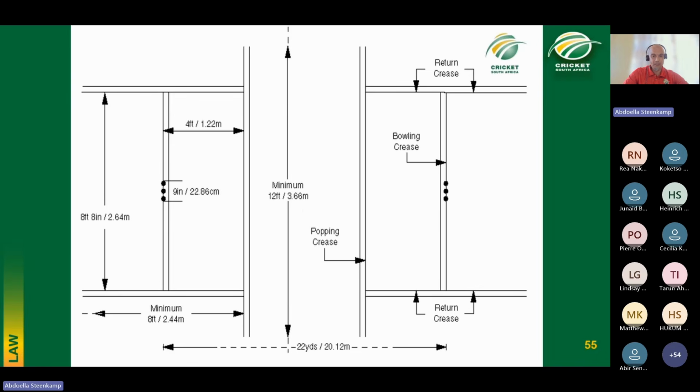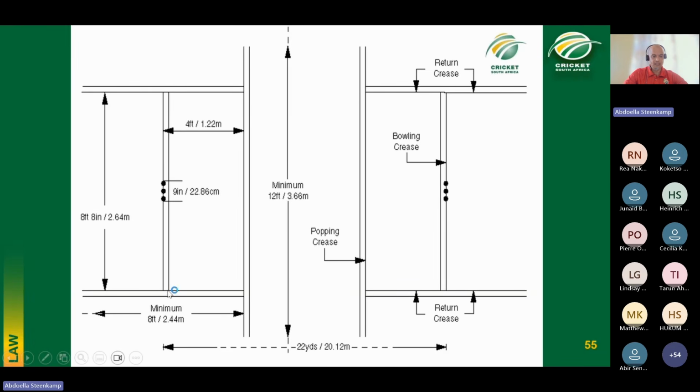So what do I mean by minimum length? All the law tells us is, it just guides us. It needs to be minimum 3.66 meters. It can be longer, it can be 4 meters, 5 meters, 6 meters, whatever the case. All they guide us is, when it comes to the popping crease, minimum length of 3.66 meters.